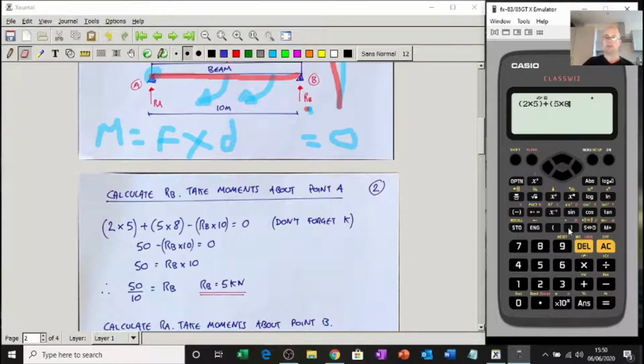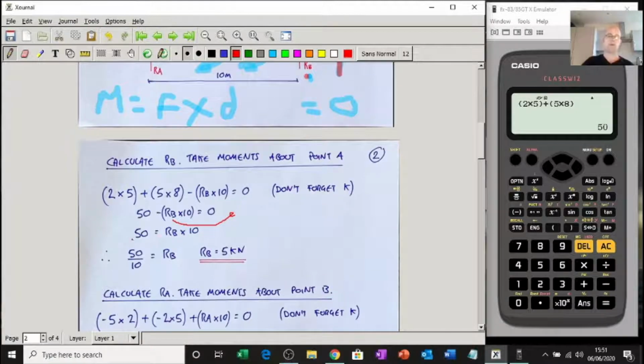5 times 8 gives me 50. So all of that is 50 minus RB times 10. I've then brought this negative term over here by adding RB times 10 to both sides. So 50 equals RB times 10. Therefore, leave the RB over there, divide both sides by 10. That gets rid of that, and we'll have the 10 over there. 50 divided by 10 is RB, which in my book is 5 kilonewtons.